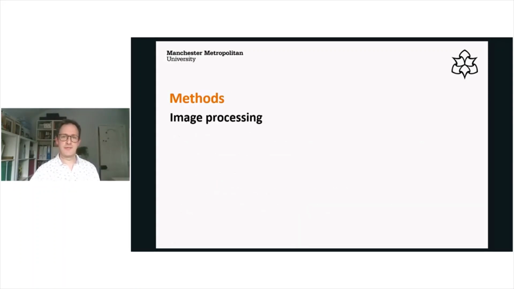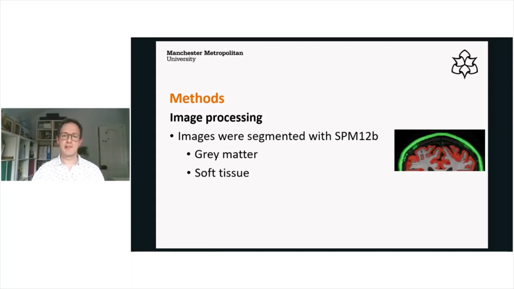Okay, image processing. There are a couple of steps here. Firstly, SPM12 was used to segment the images into the two parts of the image that are of most interest: the grey matter, the place where we assume TMS and tDCS are having their effect, but also the soft tissue. The soft tissue layer in SPM segmentation includes the scalp.